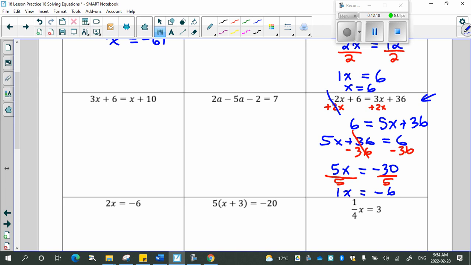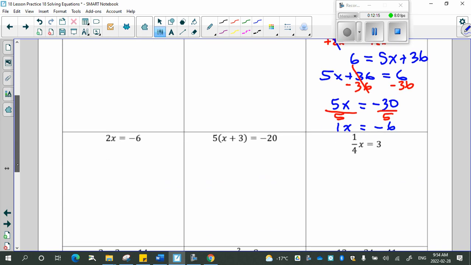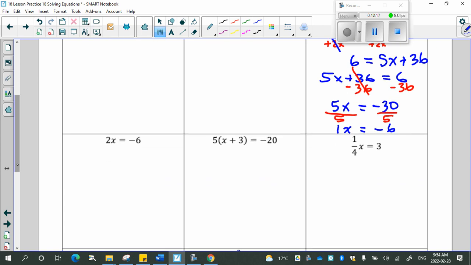Okay, I want to target that one. Okay, we're also going to go on to the next one here. 2x equals negative 6 is the next one we're going to look at.